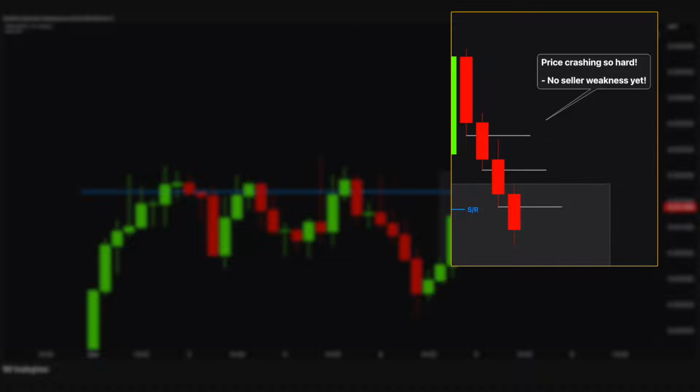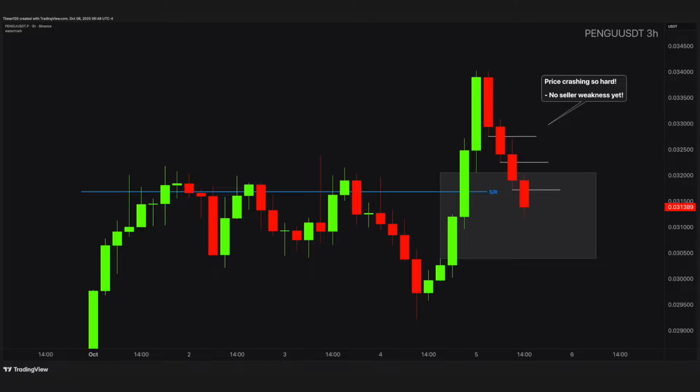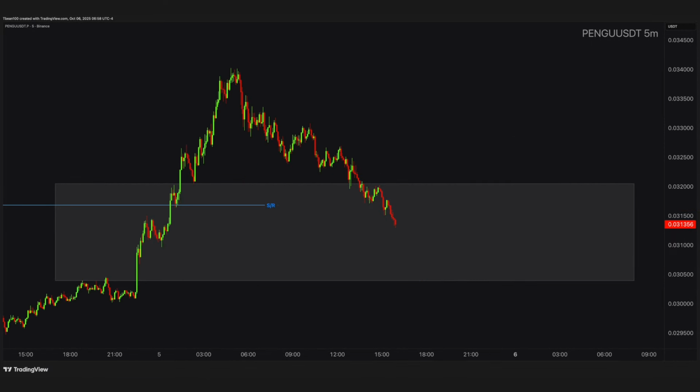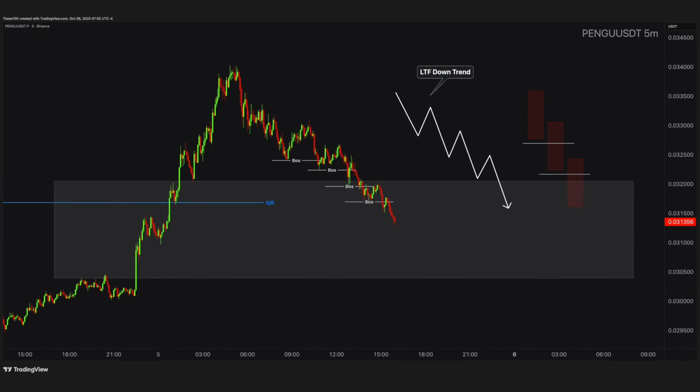It keeps breaking structure one after another, showing no signs of seller weakness yet. Buyers simply can't step in or respond at the moment. Now, if you drop down to the lower time frames, like minute-based time frames, you can clearly see the price action here too. The bears are creating new break-of-structure moves one after another. It is a clear downtrend, and there is no sign of buyer response yet.